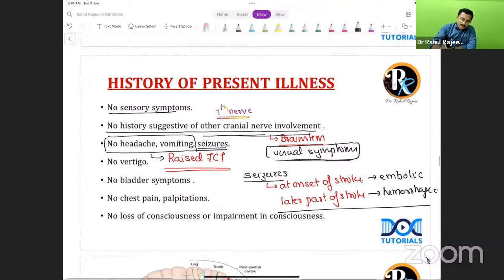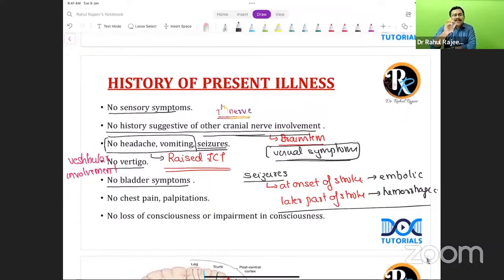No vertigo. Why is it important? It is important to see if there is any vestibular involvement, because in your brainstem, in the medulla, you have got the vestibular nuclei. So when the vestibular nuclei is affected, for example in lateral medullary syndrome, you can have involvement. So you ask, is there any vertigo or not? Okay, so that is the importance of vertigo.